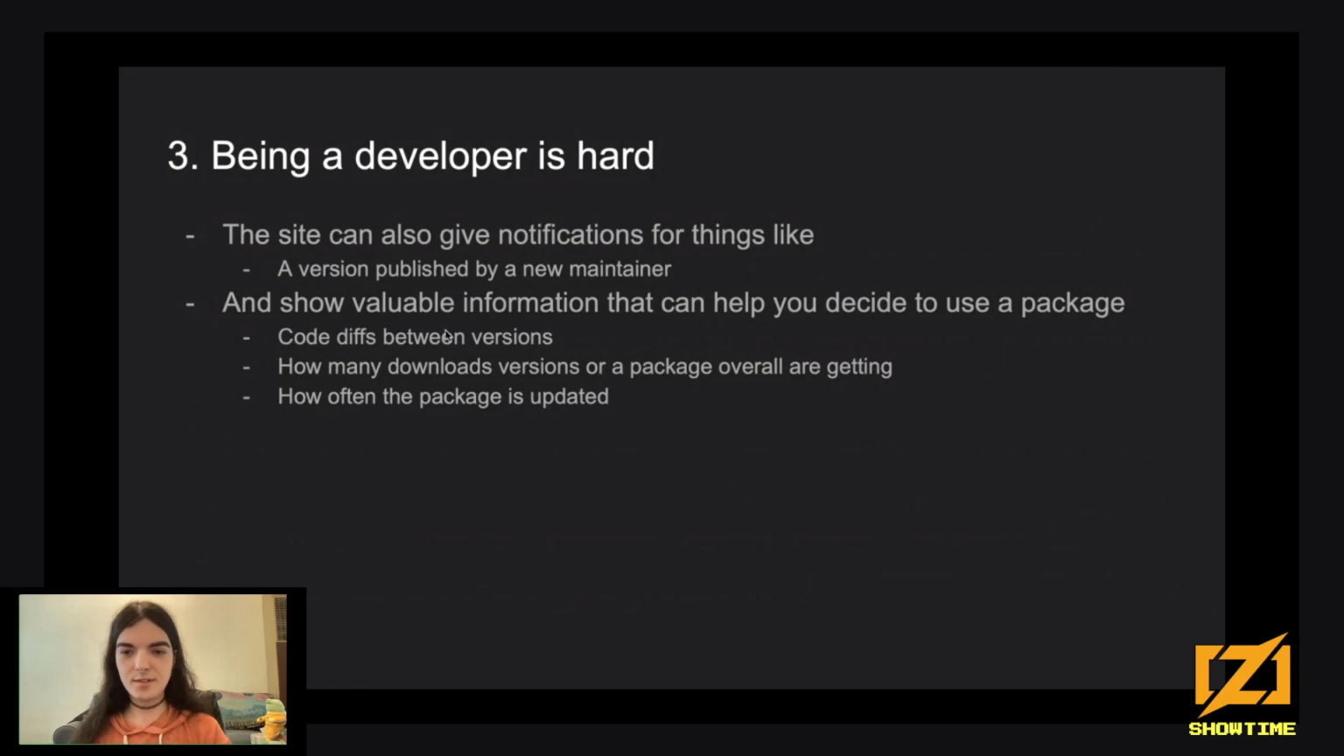And this one is actually already implemented. When you're looking at the versions page for a project or a library, it can show you the code diff between the different versions. So you know exactly the commits that were made and the code that changed. And obviously, you can see download statistics and how often the package is updated, because it'll show you the published date.